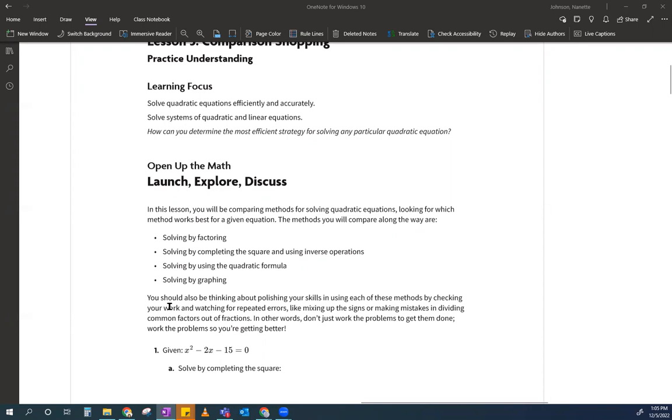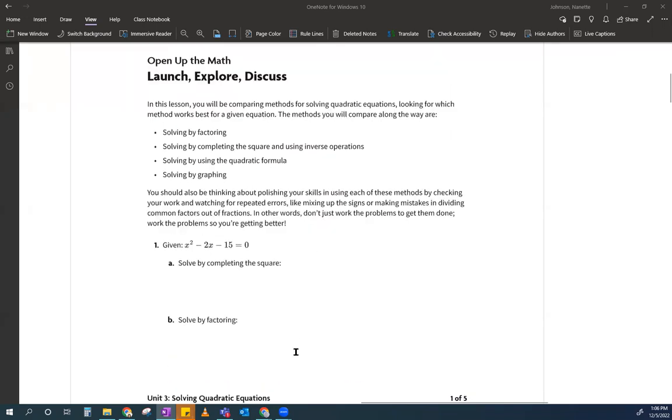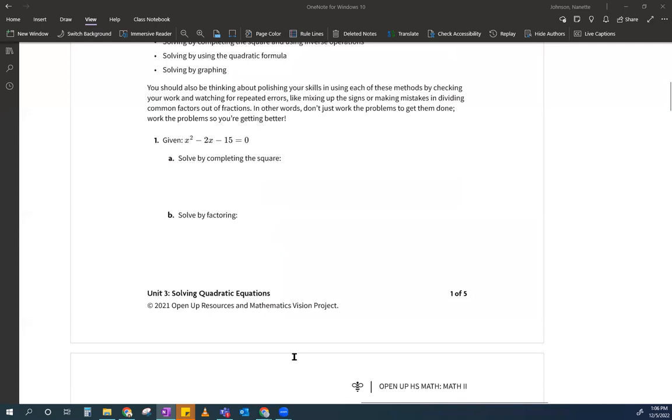Okay, all right, so let's read a little bit. You should also be thinking about polishing your skills in using each of these methods by checking your work and watching for repeated errors, like mixing up the signs or making mistakes in dividing common factors out of fractions. In other words, don't just work the problems to get them done. Work the problems so that you're getting better. So you're working on a set of skills here, is what they're saying.